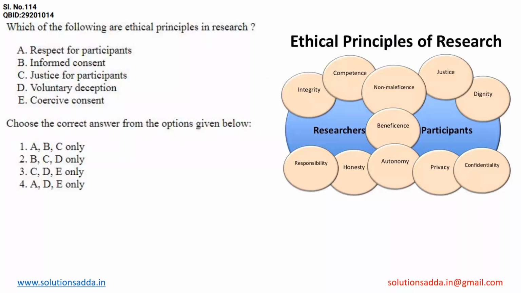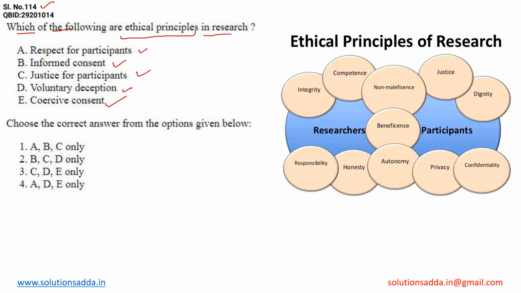Hello everyone, this is question number 14 and this question belongs to research methodology. Which of the following are ethical principles in research? 5 options have been given and we need to identify which are the ethical principles in research. First option is respect for participants, yes. Informed consent, justice for participants, voluntary deception, and coercive consent.